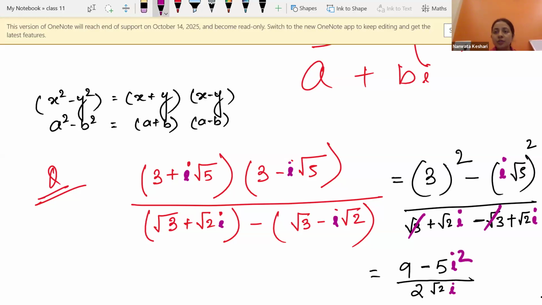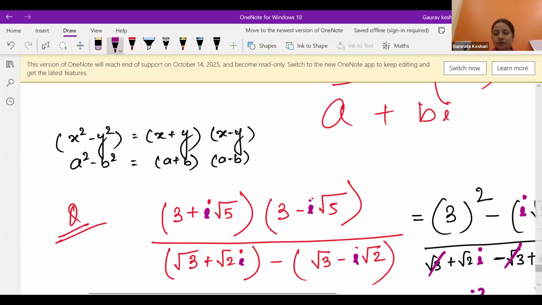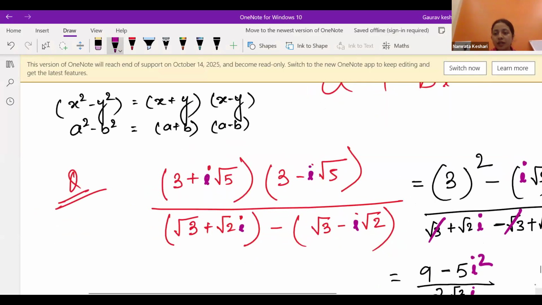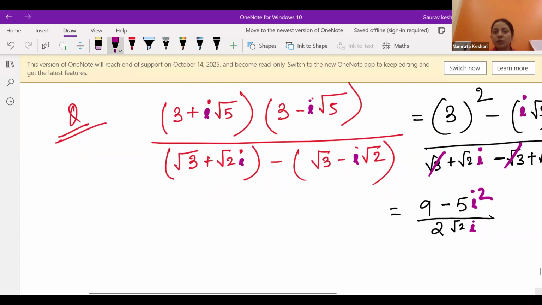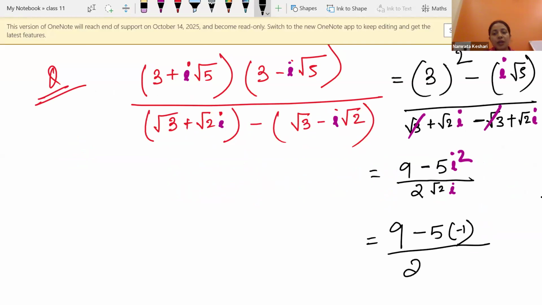Now, here you need to realize we are left with 9 minus 5 i square in the numerator, and the denominator is 2 root 2 i. Now, see, the numerator i square, quickly we will replace it with minus 1. Everywhere we are doing the same thing. Here also we will do. We know iota i, that's the square, is negative 1. We have replaced that. Now the denominator 2 root 2i, we are not able to do anything over here.